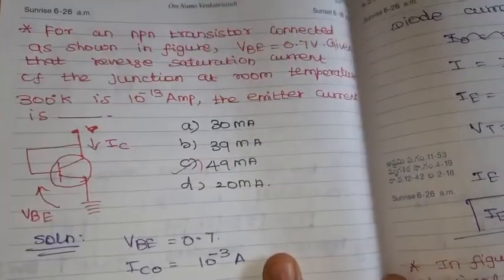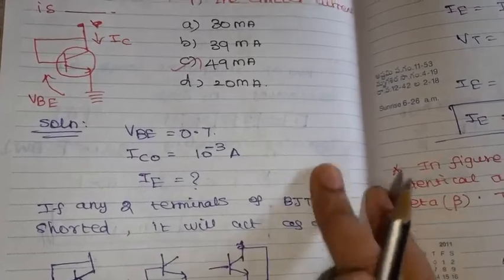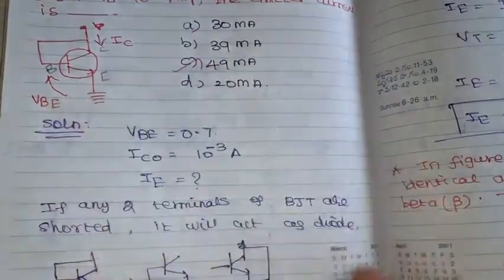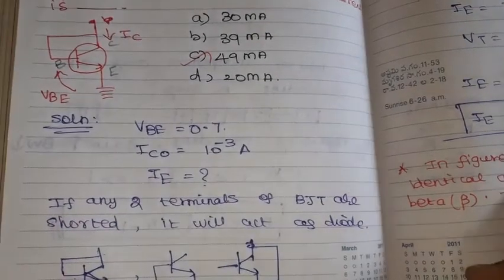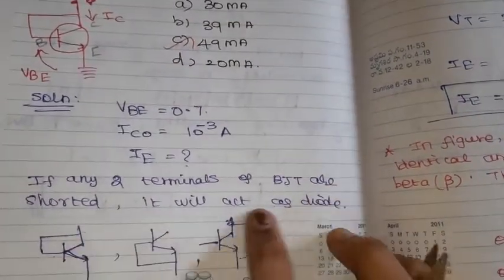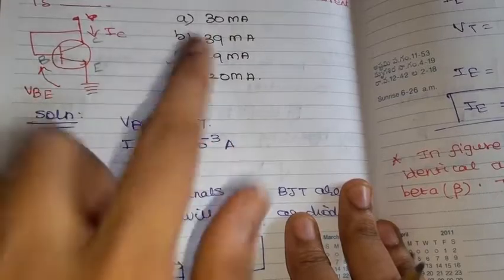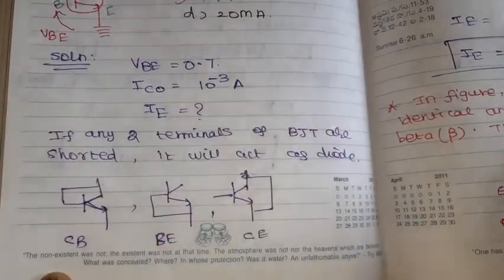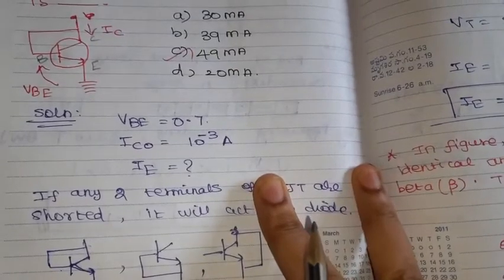This is the reverse saturation current, IC naught or IC0. This is the base terminal, this is the collector, and this is the emitter terminal. Whenever two terminals are connected, the transistor acts as a diode. Two terminals of a BJT being shorted, it will act as a diode for any two terminals, not only B and C, but C and E or B and E, whatever two terminals. So here, it is shorted, and the transistor acts as a diode. Now we can use the generalized diode current equation. What is that diode current equation?